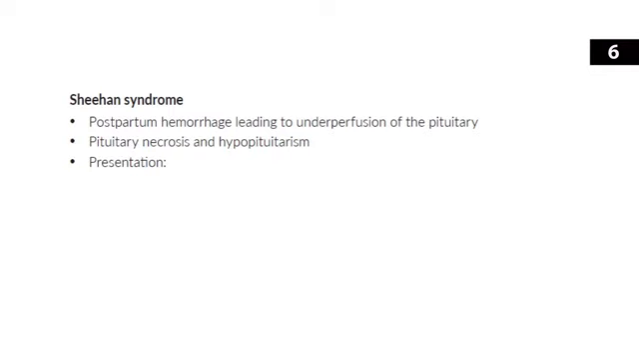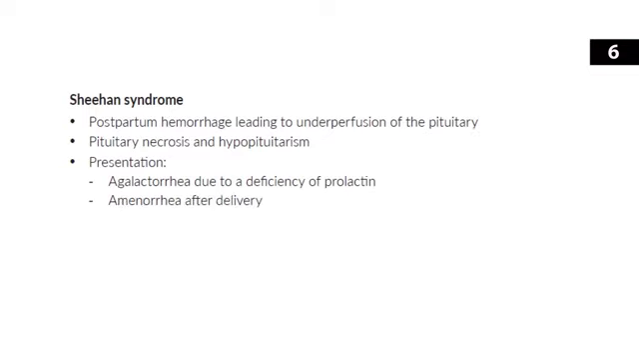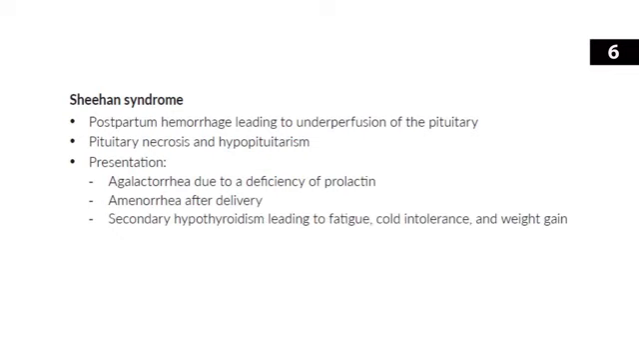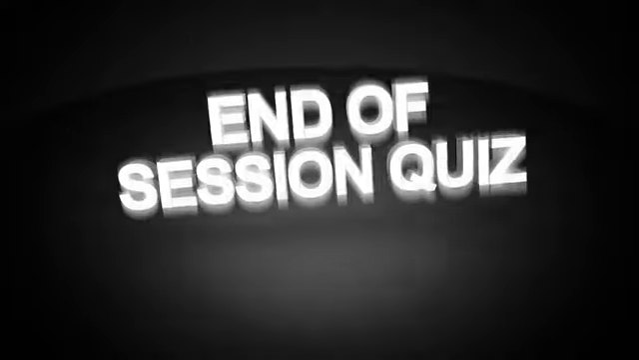So what does that look like? Well, the most common initial symptom is agalactorrhea, or absence of lactation, and this is due to a deficiency of prolactin. Then women will have amenorrhea after delivery, and then they'll also have secondary hypothyroidism, which will lead to fatigue, cold intolerance, and weight gain. Rarely will this present acutely after delivery, but sometimes patients with Sheehan syndrome will have acute hyponatremia. All right, that wraps up the lecture portion, so let's go to the end of session quiz.